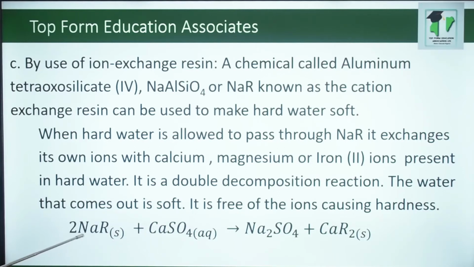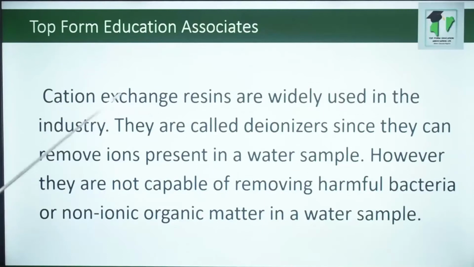You can see here, this is the ion exchange resin, while this is the permanent hardness. They just exchange the ions, forming sodium tetrahydrosulfate 6, and then the calcium with ion exchange resin. Cation exchange resins are widely used in the industry. They are called deionizers since they can remove ions present in a water sample. However, they are not capable of removing harmful bacteria or non-ionic organic matter in a water sample.